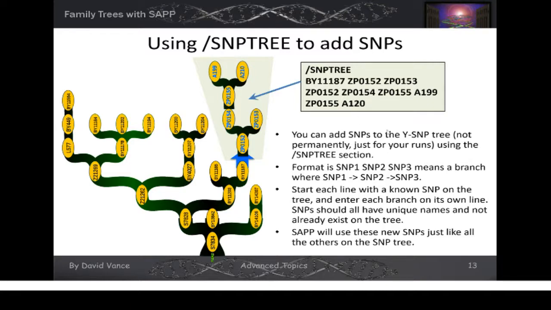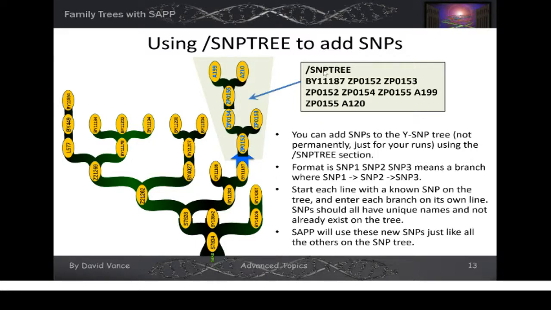When SAPP does report TMRCAs on the tree, like all the way down here, it reports that Z7834 has a TMRCA of 750 AD. Those are simply taken from YFull's database, and they're there for simple reference. They're actually not used in SAPP. They're simply produced in the tree output in order to show you the ones that have estimated dates.